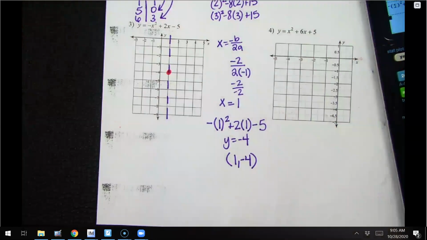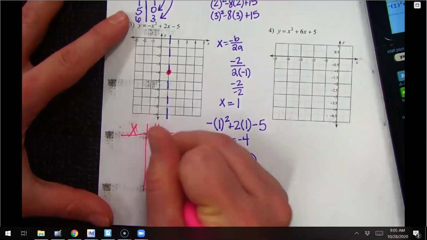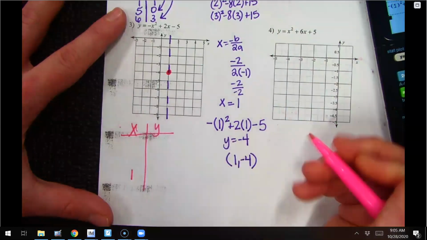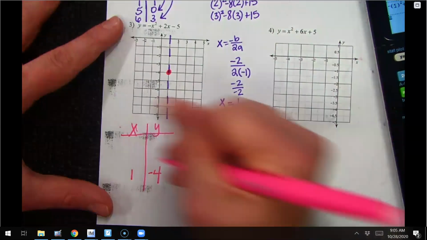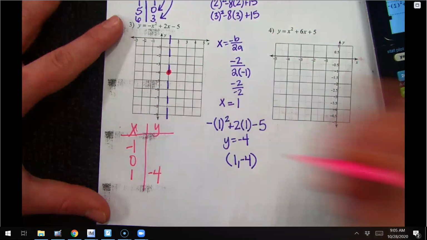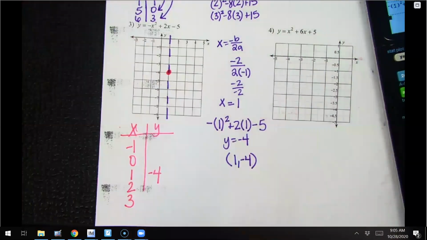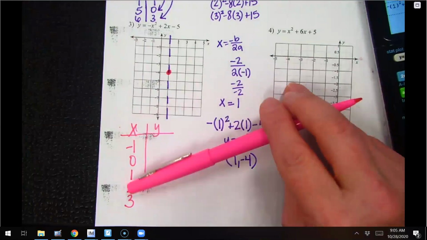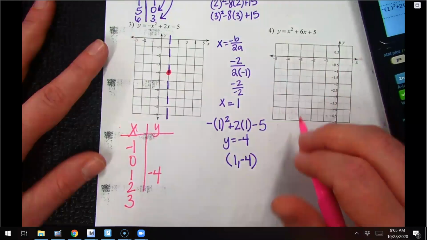From there, I make myself a table. The vertex is in the middle. You do 2 that are less than, so 0, -1, and 2 that are greater than, 2, 3. So it should be like a number line. -1, 0, 1, 2, 3. You've got yourself a number line. Then you plug them in. So I'm going to start with -1.